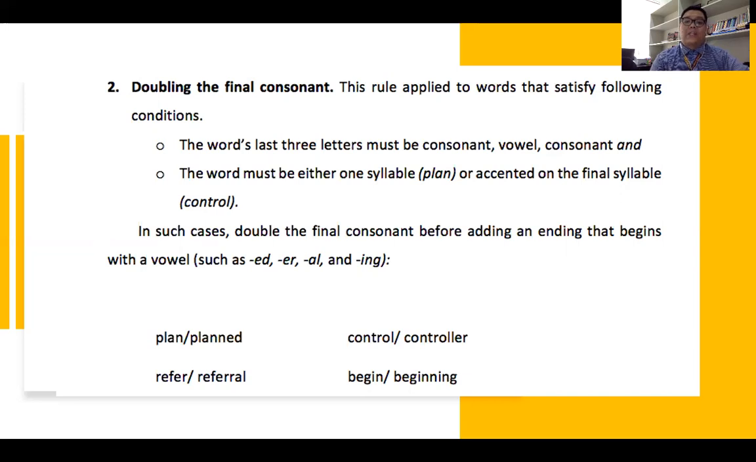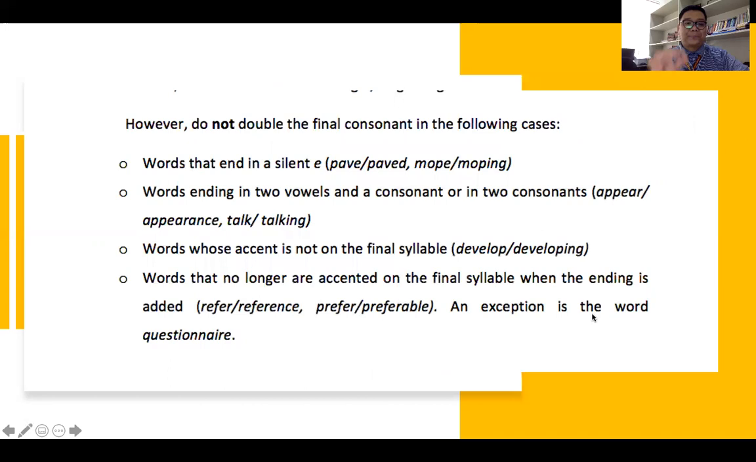In such cases, double the final consonant before adding an ending that begins with a vowel, such as these suffixes: ed, er, al, and ing. For example, in the word plan, if you do not double the final consonant and affix it with the suffix ed, then the word will be read as planed and not planned. So in this case, you need to double the last letter, N, so that it will be read as planned. The same goes with the word refer. We have referral, control, controller, begin, beginning. I hope you get this rule.